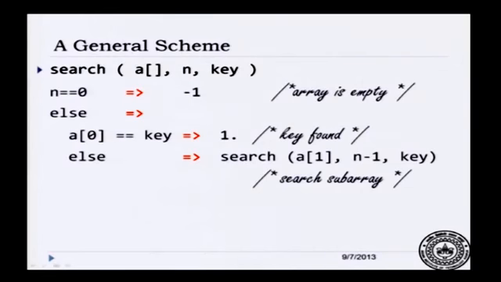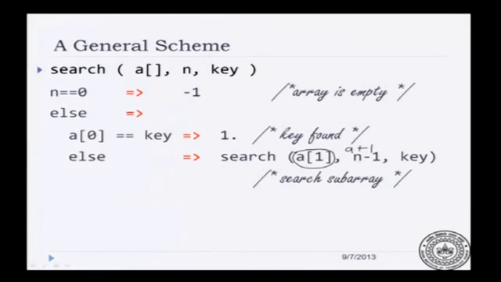What I mean is the subarray starting at A plus 1. So search in the subarray starting at A plus 1. Now the subarray has one element less, because we already know, if we are here, that A0 is not equal to key. So there are only n-1 elements in the smaller subproblem. And what do we have to search for? We have to search for the key.